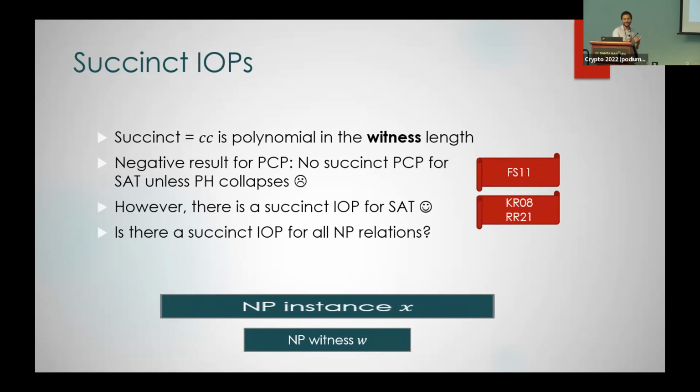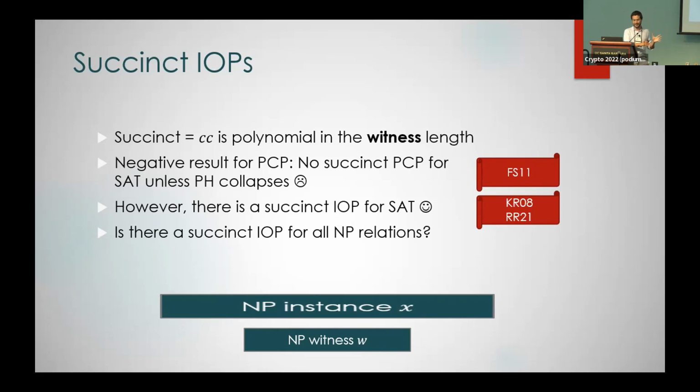And again, we might ask if there exist succinct PCPs for all languages in NP, for example. And unfortunately, we know a negative result by Fortnow and Santhanam. They showed that under a standard complexity assumption, there is no succinct PCP for SAT. On the other hand, we know that there's a succinct IOP for SAT. In fact, we know a couple of constructions. So first of all, let's take a minute here to appreciate that basically this shows a separation between PCPs and IOPs. An IOP can do something that we believe a PCP cannot.